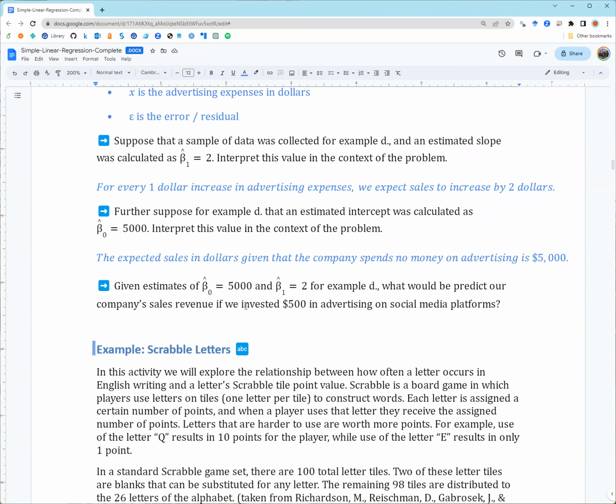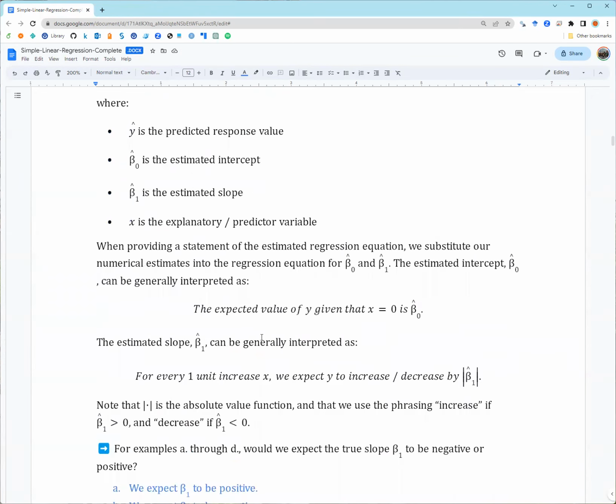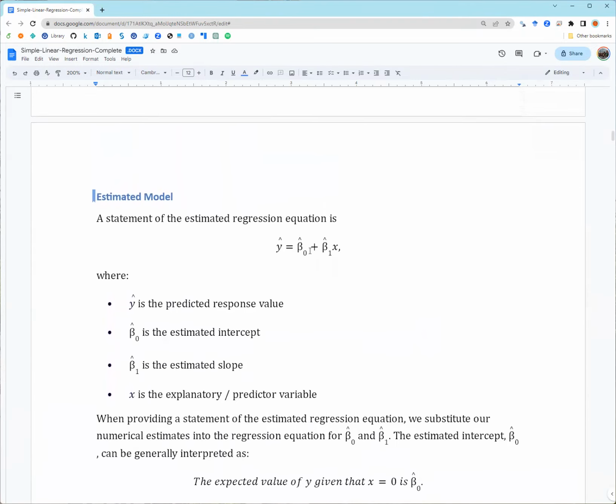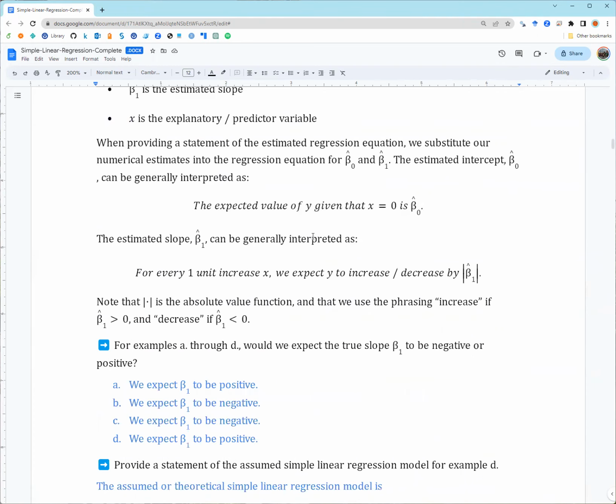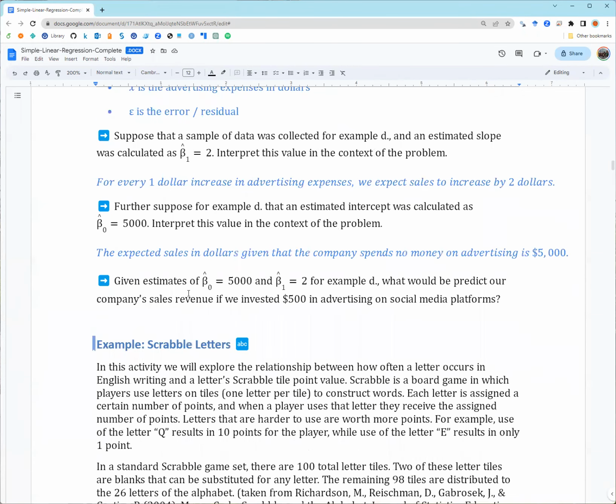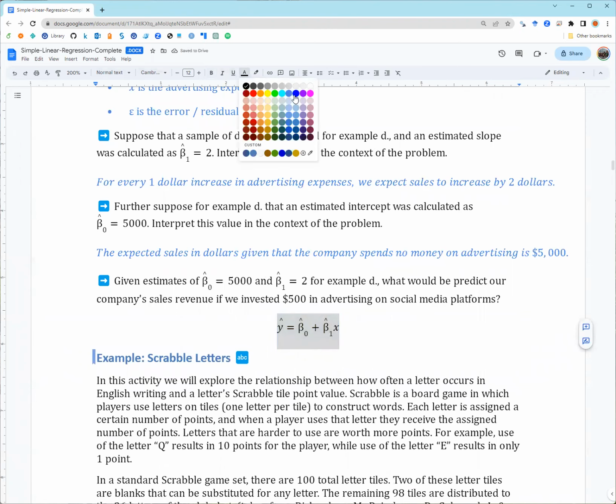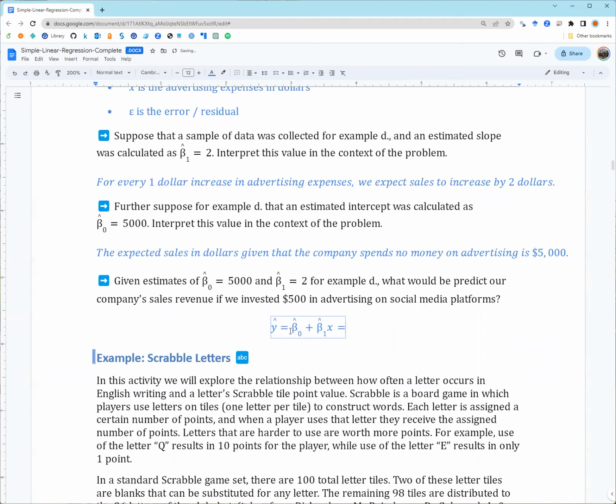And so to get the predicted value, we use our estimated regression equation. So right here, we can say y hat is our predicted value. Beta naught hat is 5,000, beta 1 hat is 2 times our x value. Our x value in this case is how much we spend on advertising in dollars, so we're saying 500. In this case, that would give us $6,000.